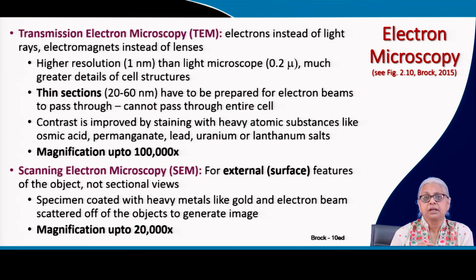In a scanning electron microscope, you don't get the same level of detail. You do not have a sectional view. You can only visualize the external features of the object, and you again need specimen preparation. The specimen has to be coated with heavy metals like gold, and the electron beam is scattered off this surface to generate an image. The magnification that we've been able to get is up to 20,000 times.